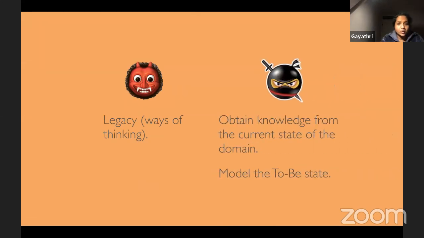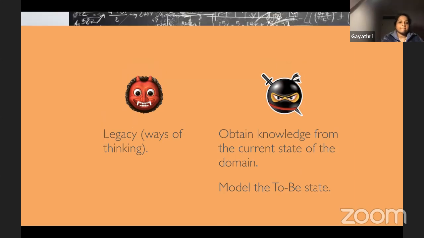So it's always important to filter out those and look towards the domain, because that changes more slowly than any of the digital systems. So it's important to get the knowledge from the current state of the domain out there and model the state that you're aiming to achieve through the software systems.